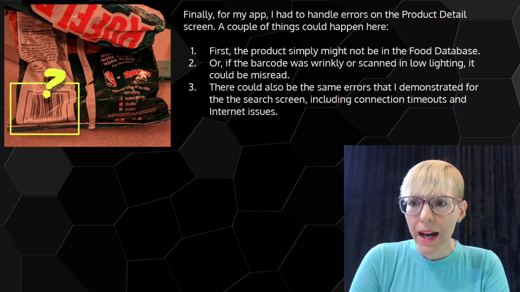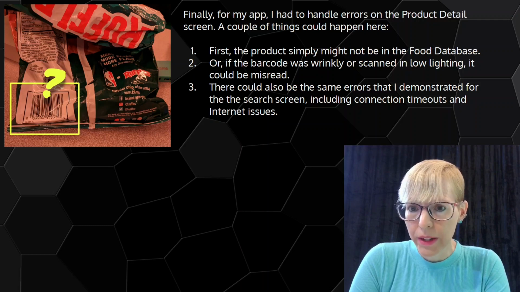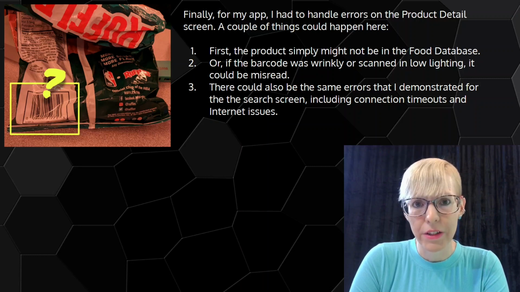Finally, for my app, I had to handle errors on the product detail screen. A couple of things could happen here. First, the product simply might not exist in the food database. Or, if the barcode was wrinkly or scanned in low lighting, it could be misread. There could also be the same errors that I demonstrated for the search screen, including connection timeouts and internet issues.